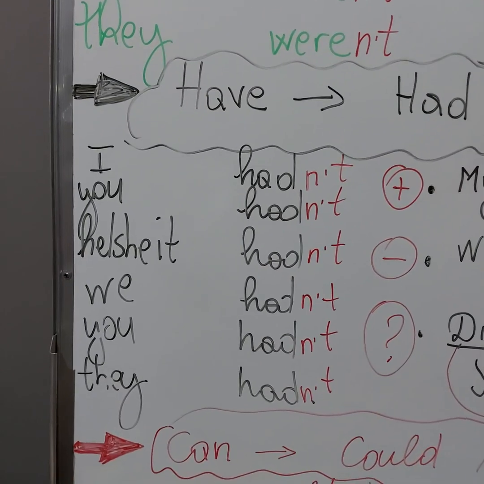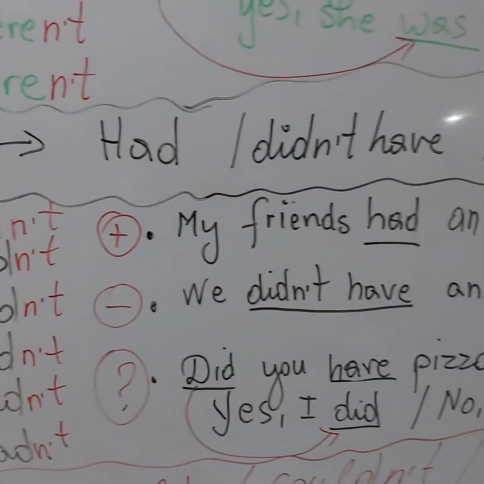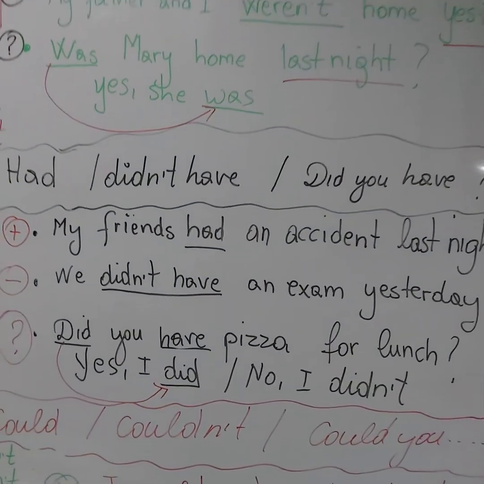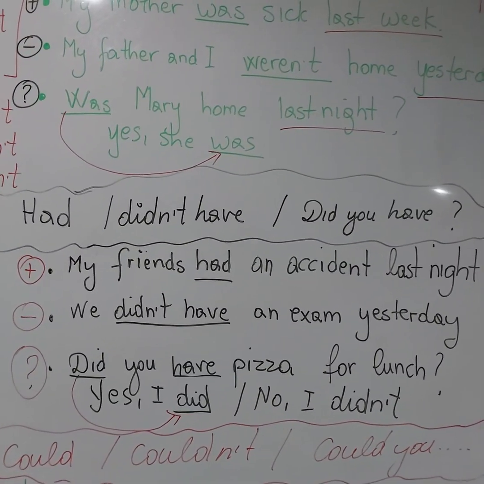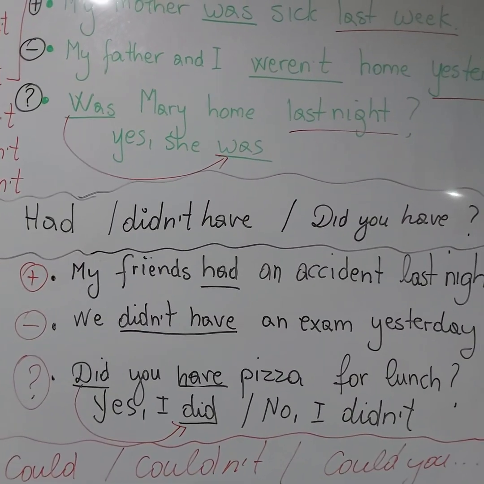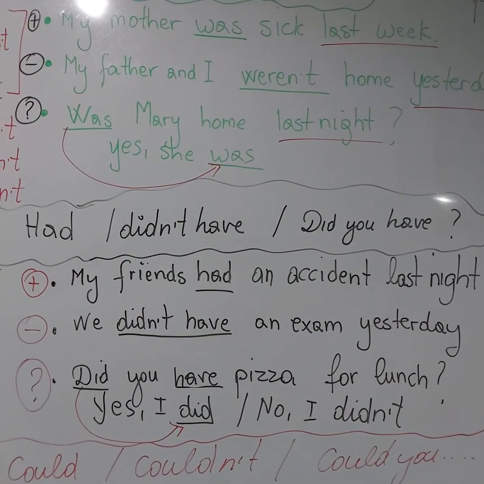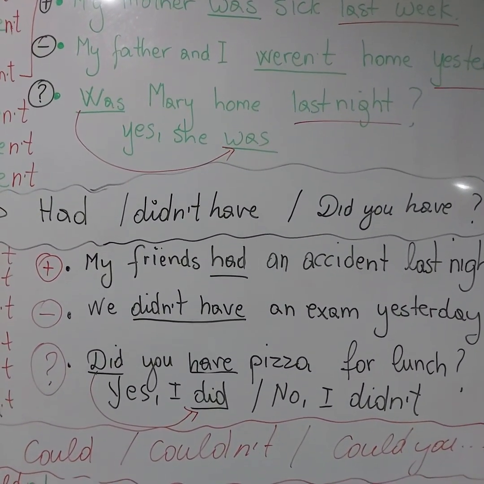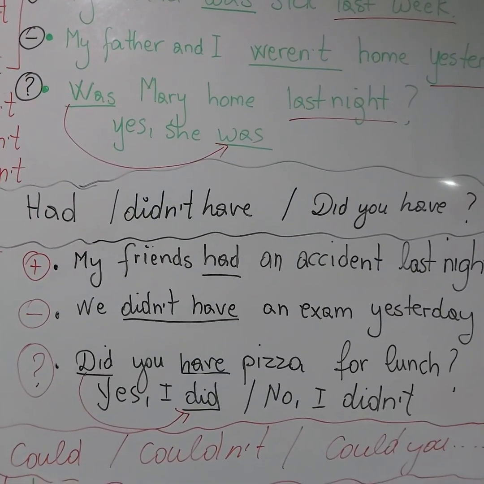The negative form is had not or hadn't. Let's see three examples. The positive sentence or statement: My friends had an accident last night. So this is positive. Negative: We didn't have an exam yesterday. Didn't takes the tense of the verb, so use have in base form.